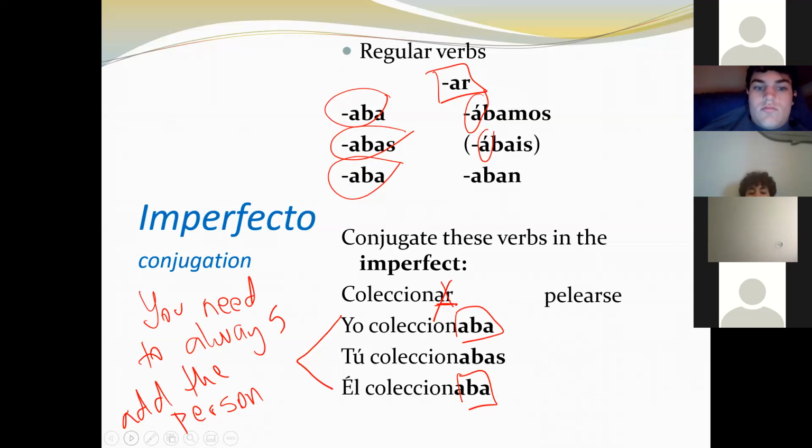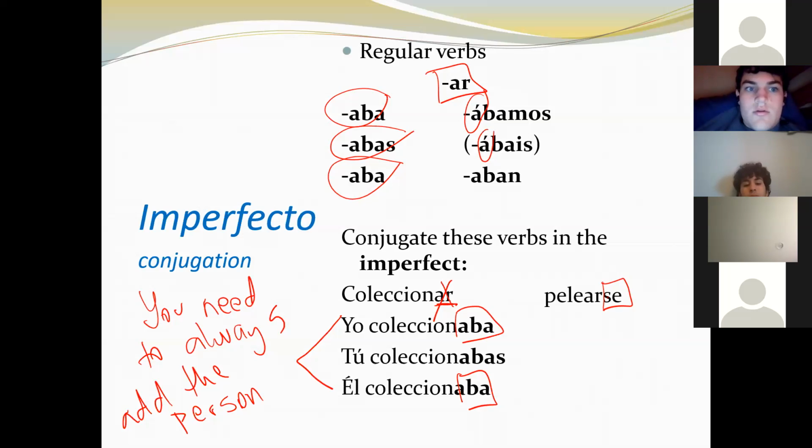Okay, now we have another verb that is in your vocab list. Pelearse means to fight. But take a look at this one. This is a little bit different. I can't hear you. Might be my headphones. You cannot hear me? Bora, can you hear me? Oh, I can hear you now.